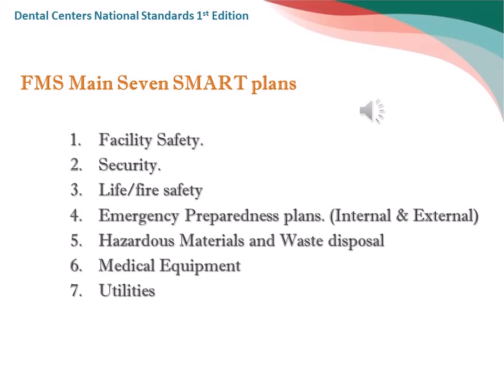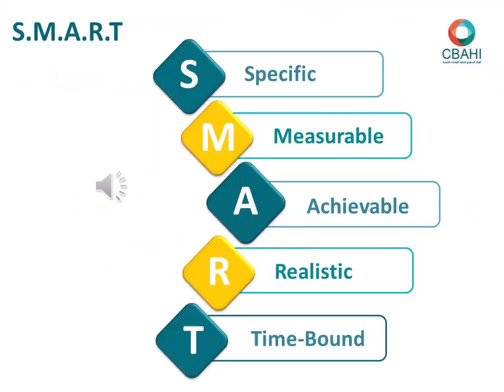In the next slide, we'll show you how you make a good facility management plan, so you can meet the requirement of CBAHI. When you do the 7 FMS plans, you need to consider 5 major components of any facility management plan. The plans need to be specific, so you need to have a very direct, clear objective. It needs to be measurable, so you can measure the progress on these plans. It needs to be achievable, so that the staff can do their best to achieve it. It has to be realistic, not out of the wild, and it needs to be time bound. So you need to say this plan needs to be done in 6 months, 1 year, 2 years. We don't mind, at least you have it.